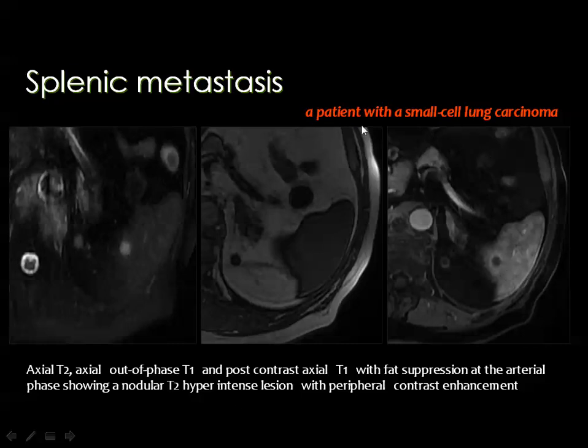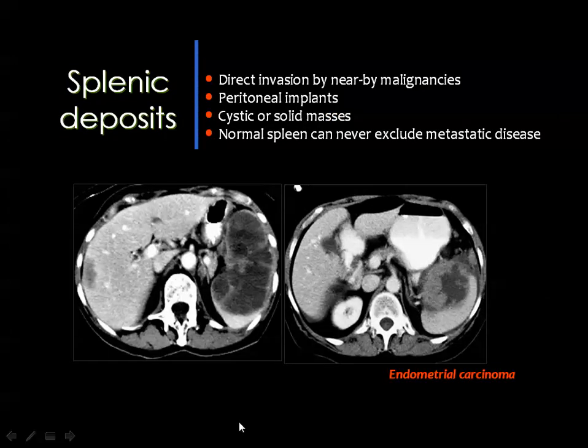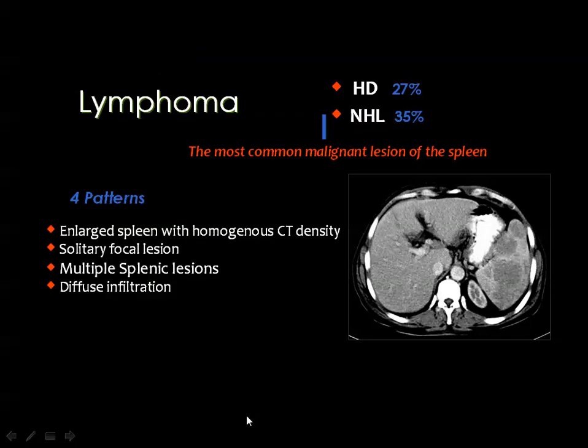Considering the patient is known to have a primary malignancy and you suspect that this may represent a splenic deposit, then direct invasion of the spleen by nearby malignancies like those of the stomach and the pancreas may occur, and also implants over the surface of the spleen from the peritoneal metastasis can also occur beside the hematogenous spread. This is an endometrial carcinoma metastasizing to the spleen and to the liver as well.